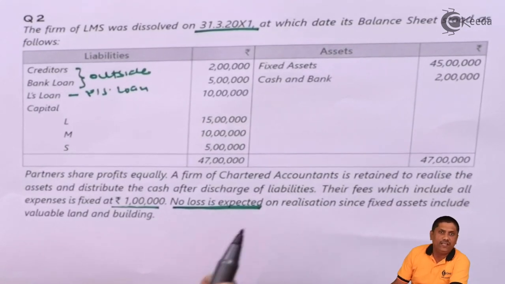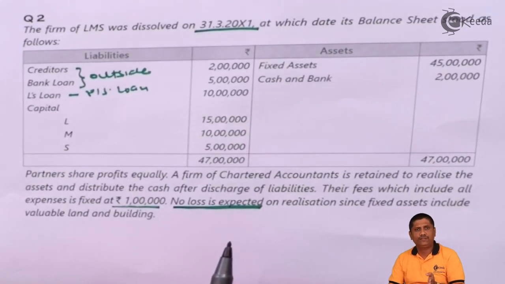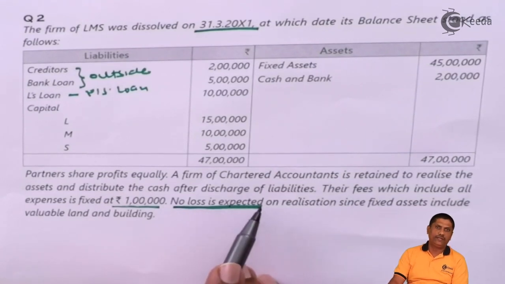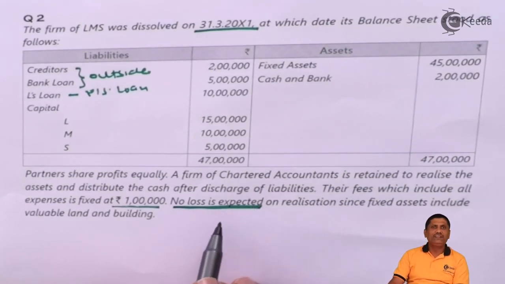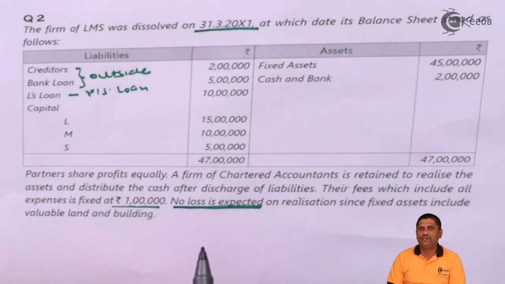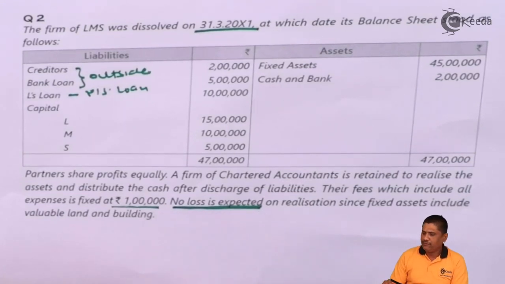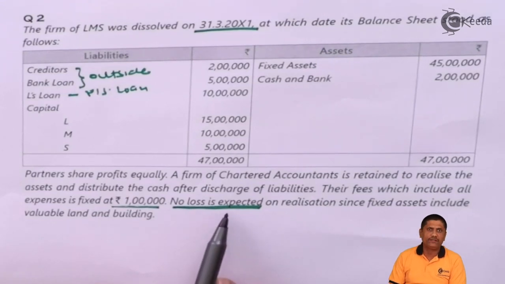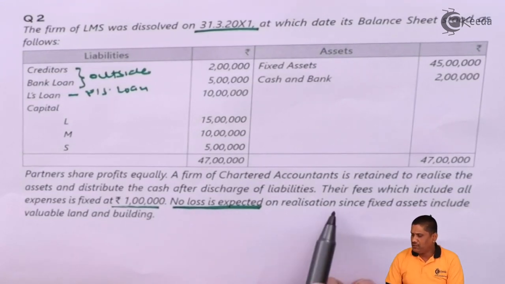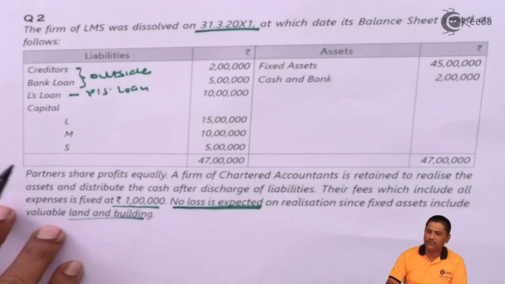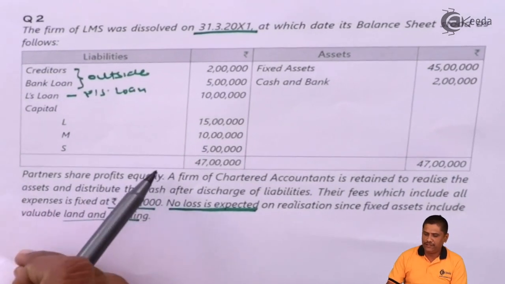So here ideally we will follow the excess capital method. We will definitely follow it here because a loss is not expected. What we have learned earlier is that if a loss is expected, we go with the maximum loss method. Now there is no loss expected, so we will go with the excess capital method or surplus capital method. On realization, since fixed assets include valuable land, of course that land is going to give you a big amount, that is their expectation.